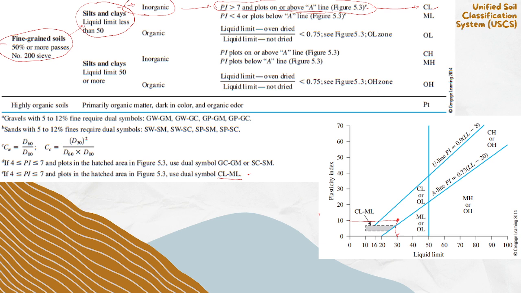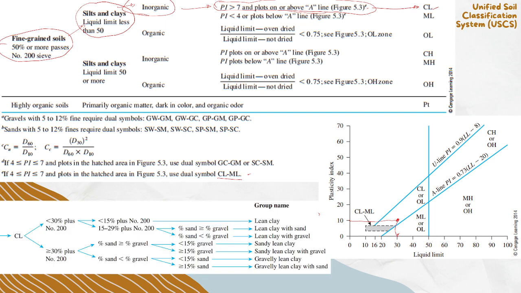Now that we have the group symbol, let's determine the group name. From the flowchart provided by the ASTM, we have CL. So let's compare. Our percentage passing the number 200 sieve is greater than 30%. And then how about our percentage of gravel? Our percentage of gravel is 0. We have to compare the percentage of sand to the percentage of gravel.